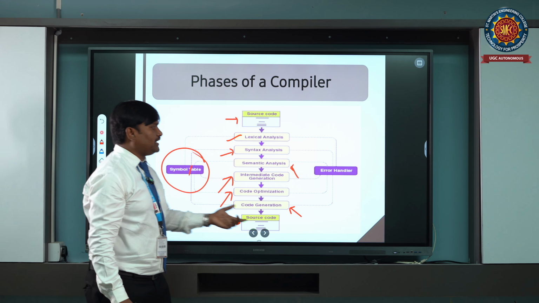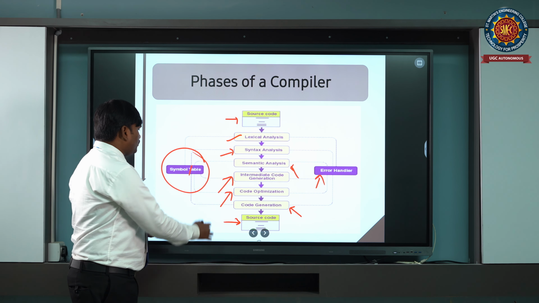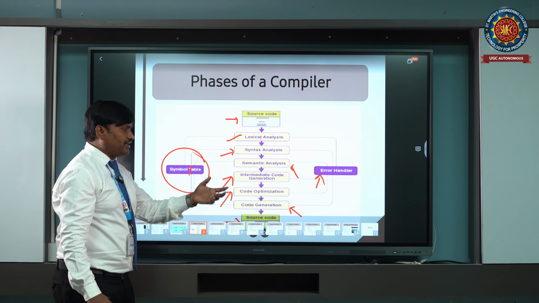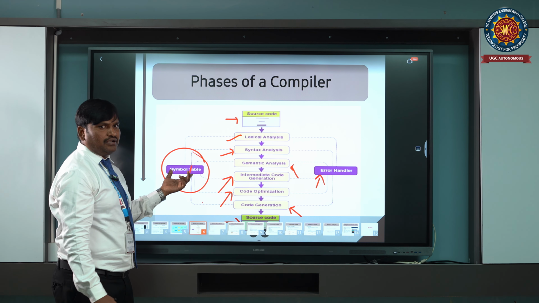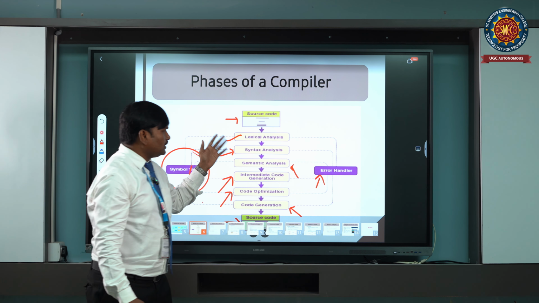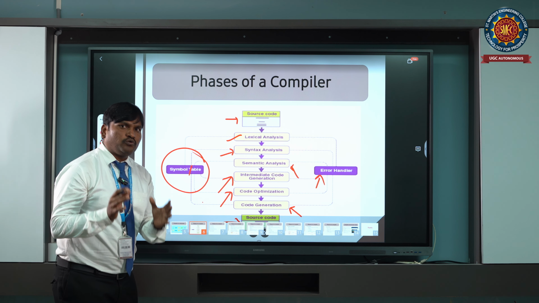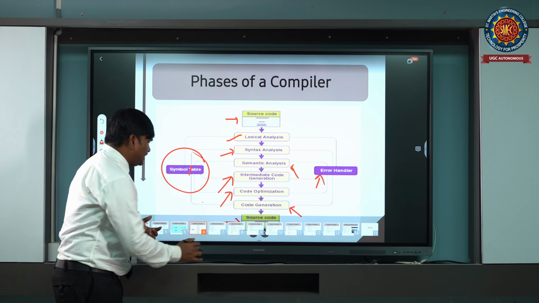In between these phases we have two other components. One is the symbol table and the other is the error handler. We get some identifiers, which we can store in the symbol table, and whenever we get different kinds of errors, they will be handled by this error handler.